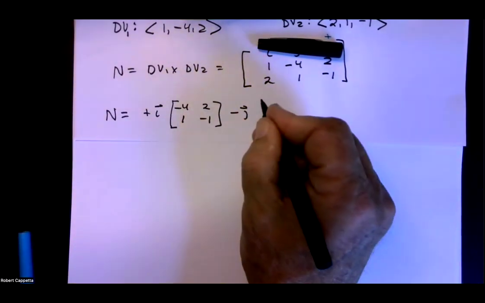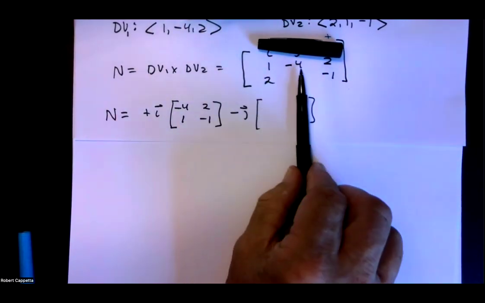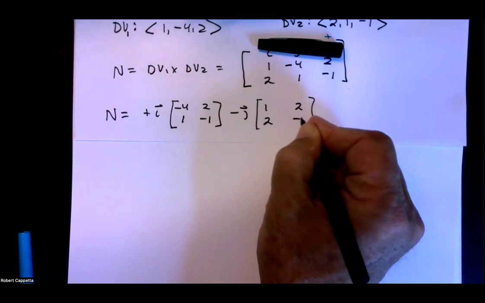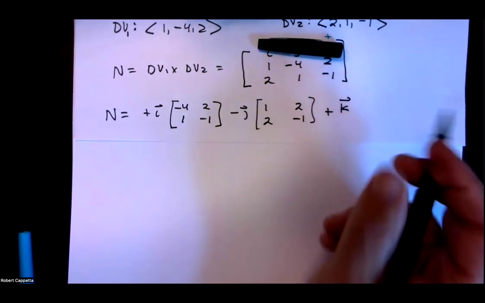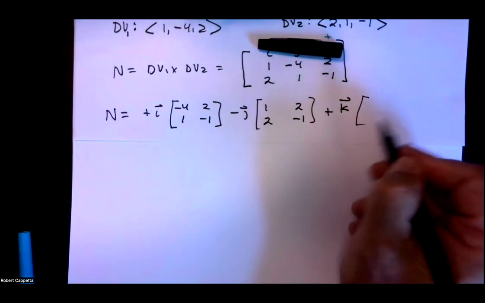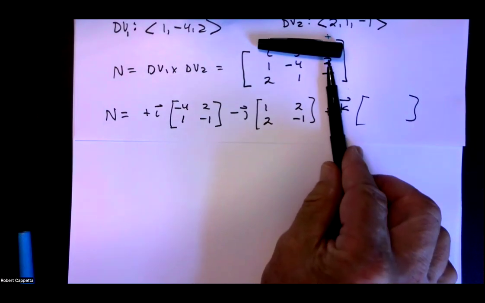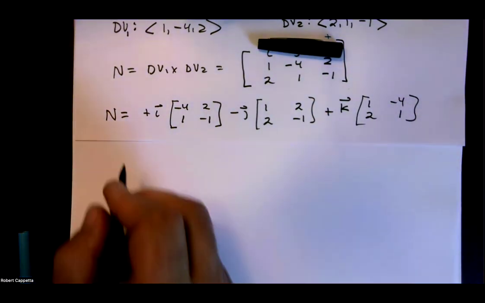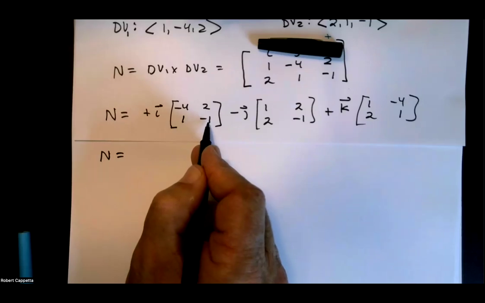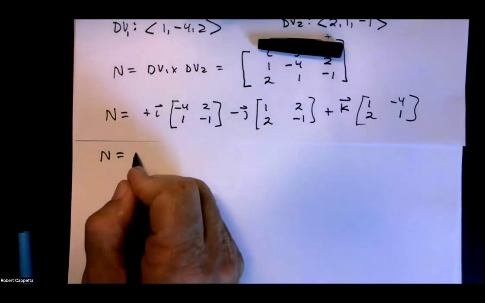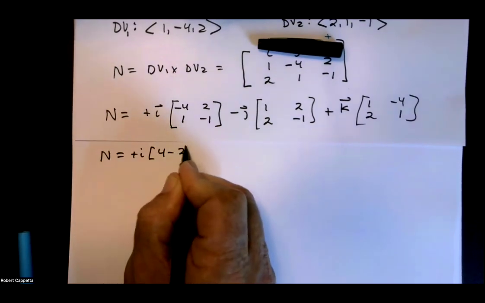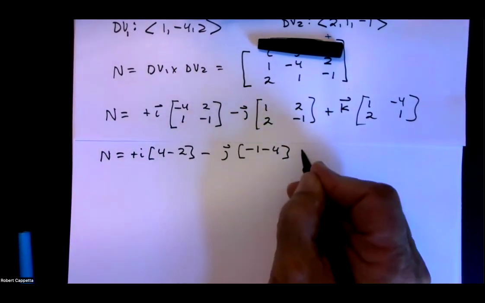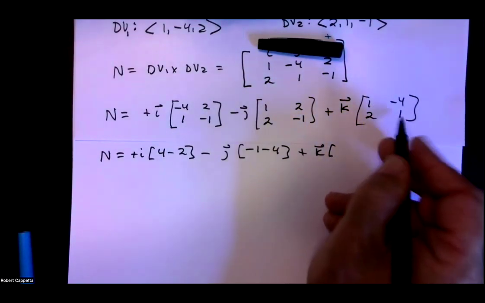Minus j, same idea. Cross out the row that j is in and the column that j is in. It gives me 1, 2, 2, negative 1. Plus k, cross out the row that k is in and the column that k is in. 1, negative 4, 2, 1. So what will that give us? What do we get for n? Negative 4 times negative 1 is 4, minus 2, so i times 4 minus 2, times minus j times negative 1 minus 4, plus k times 1 minus negative 8.